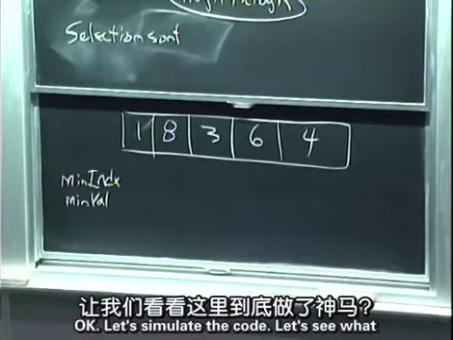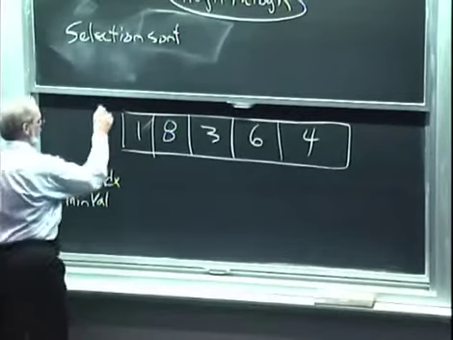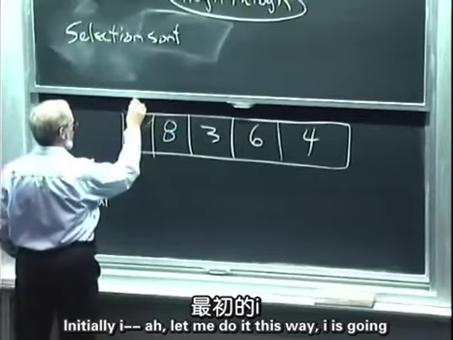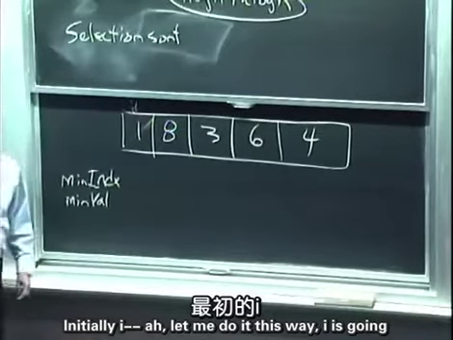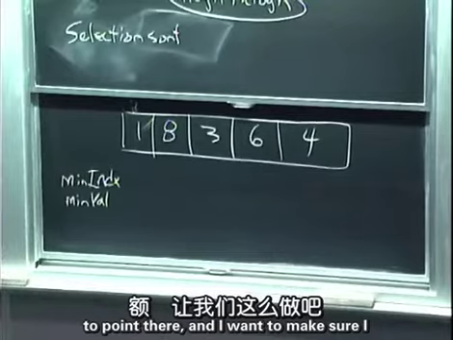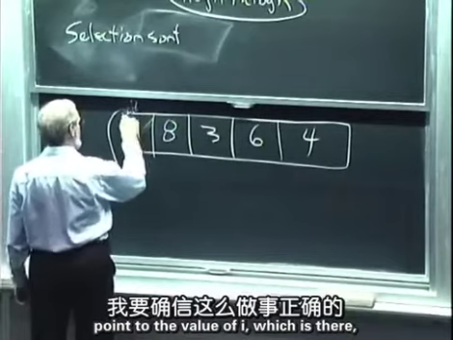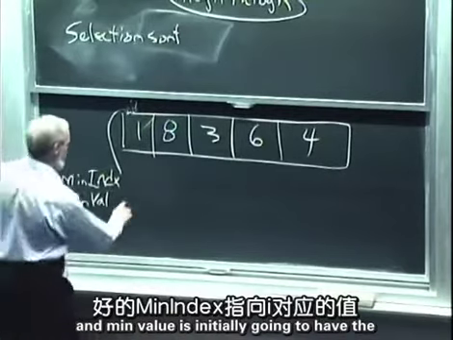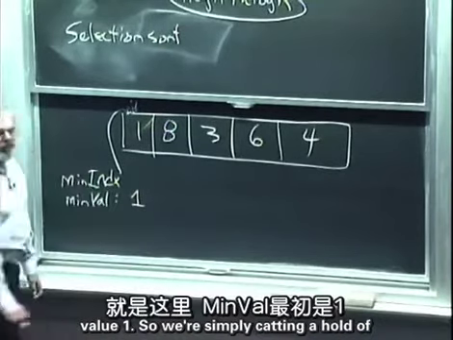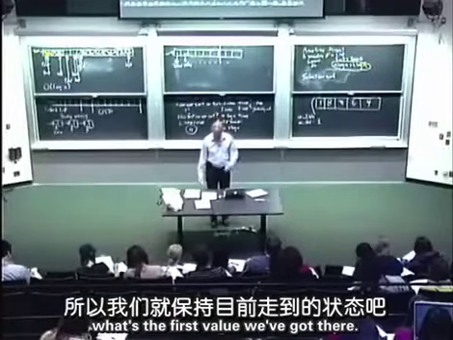Okay, let's simulate the code. Let's see what it's doing here. All right, so we start off. Initially, I is going to point there. And min index is going to point to the value of I, which is there. And min value is initially going to have the value 1. So we're simply catching a hold of what's the first value we've got there.